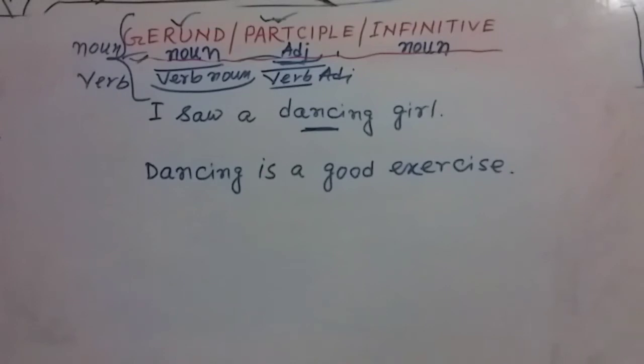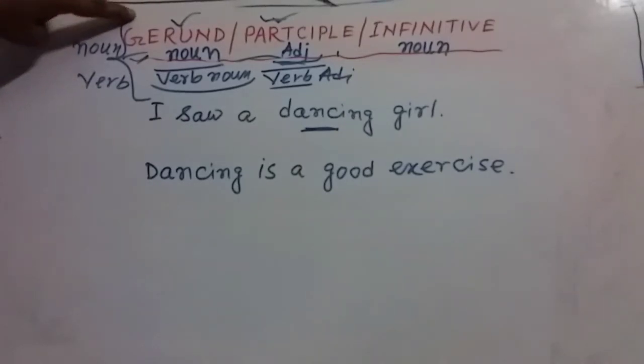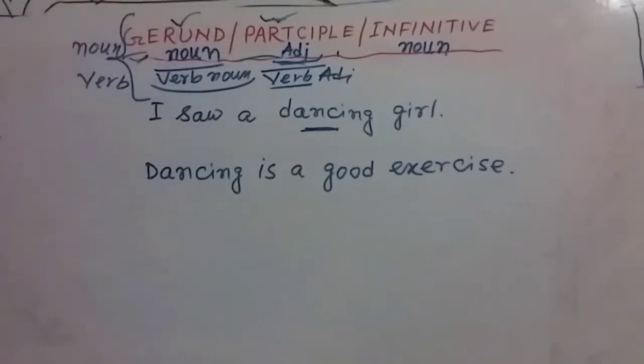Now my dear friends, the most important thing, we have to find out whether the verb with ing form is the participle or the gerund. I am just going to give you some tricks which will help you to understand whether this word is an adjective or a noun. If it is a noun, we will call it a gerund. If it is an adjective, we will call it a participle.